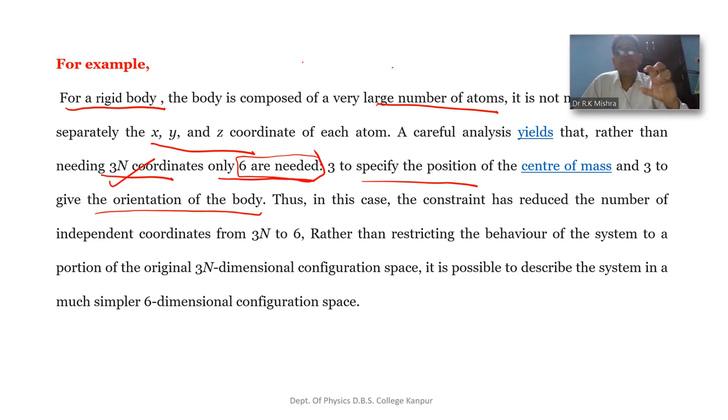In this way, configuration space describes the minimum number of coordinates for their configuration. This is the complete description of configuration space.